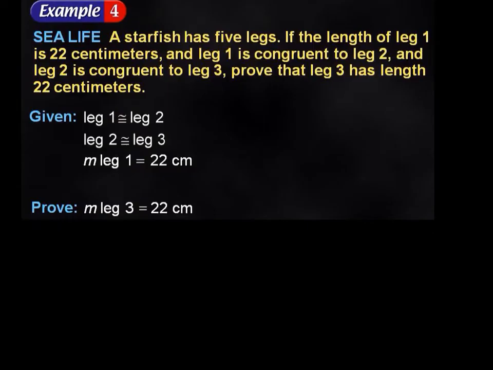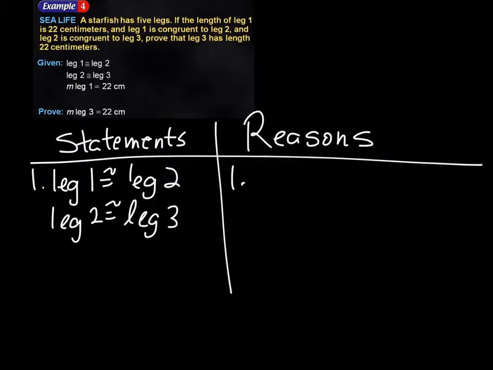A starfish has 5 legs. If the length of leg 1 is 22 centimeters and the length of leg 1 is congruent to leg 2 and leg 2 is congruent to leg 3, prove that leg 3 has a length of 22 centimeters. I'm going to scooch this up a little bit. Okay, they gave us a lot in the given here. Leg 1 is congruent to leg 2 is congruent to leg 3. I'm going to stop there for now.